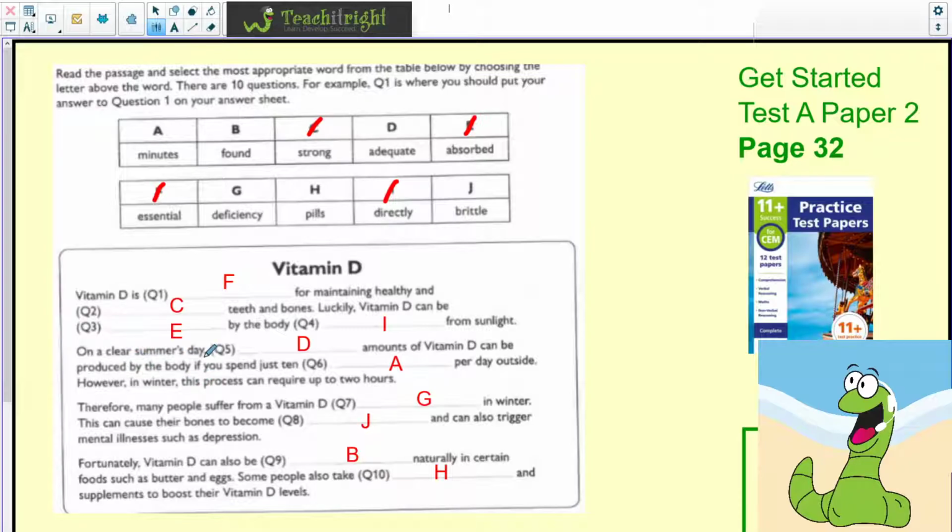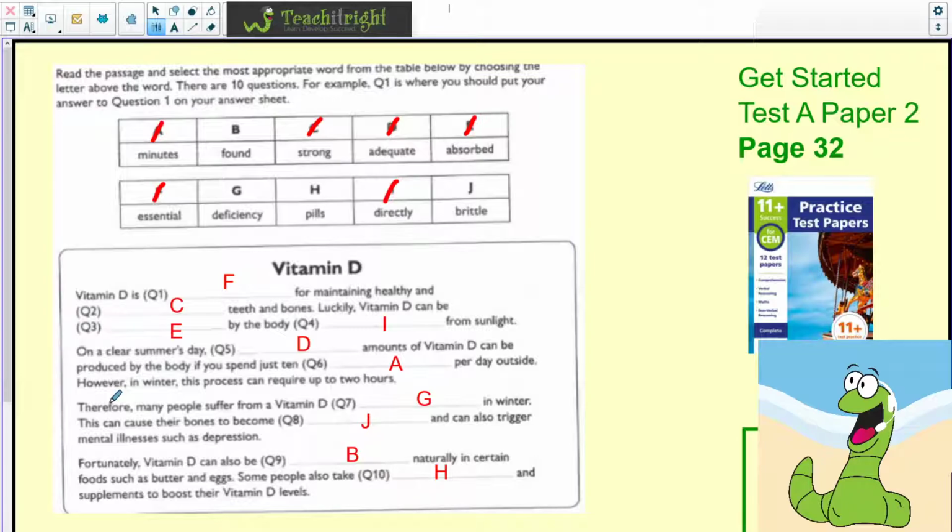On a clear summer's day, something amounts of vitamin D can be produced by the body if you spend. Now, on a clear summer's day, something amounts. So we need something that describes the number. So not minutes, found. Here we are, adequate. An adequate amount of vitamin D can be produced by the body if you spend just 10 something per day outside. So what word can follow 10? 10 minutes, yeah, that's probably right. We'll just double check. 10 found, no, 10 deficiency, 10 pills, but it's saying that this is the amount of time that you spend outside, so it's going to be minutes.